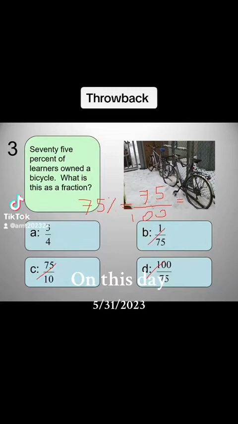So divide top and bottom by 25, because that's the highest common factor between the two numbers. 75 divided by 25 is equal to 3 because 25, 50, 75, so it goes in 3 times, and 100 goes in there 4 times. So the answer is going to be 3/4, which is going to be option A, guys.